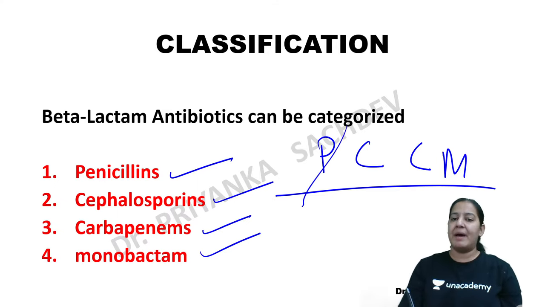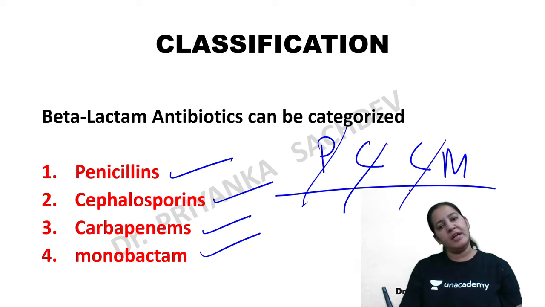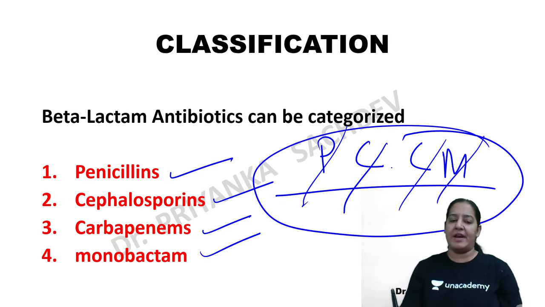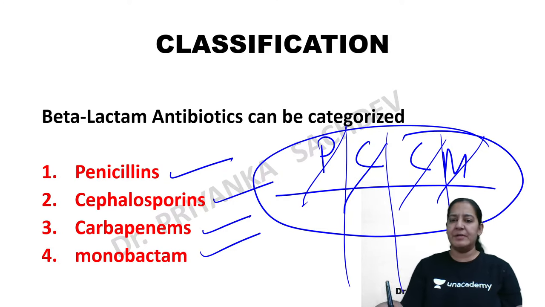So I will start first with penicillin, then move on to cephalosporin, then carbapenem, and monobactam in the end. In this way, we will complete all beta-lactam antibiotics. So again, my way of teaching is the same. I will ask you to make comparative tables between them, and we will be studying in the same way.